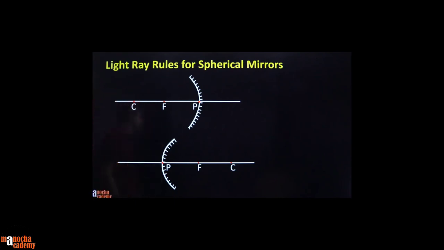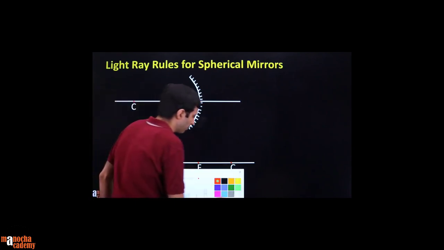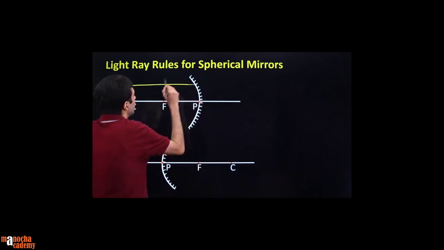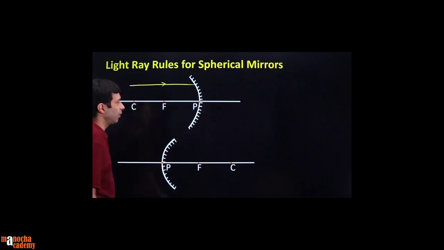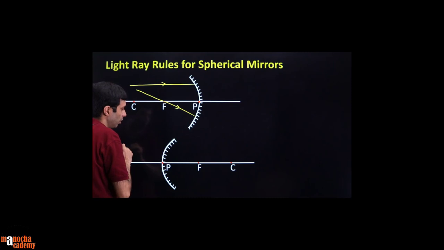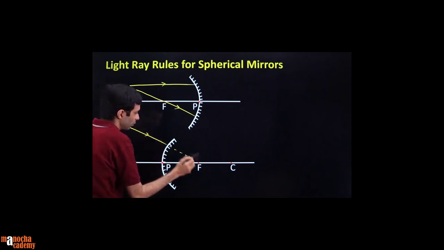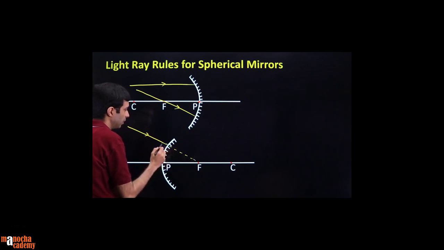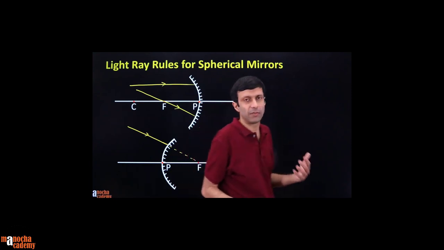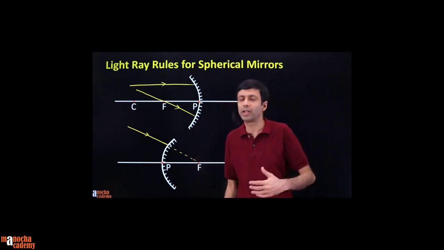And now we are going to talk about light ray rules. For example, if you have some random ray like this, after reflection, where will it go? Or if you have a ray like this, where does this ray go? Or if you have a ray like this going towards the focus, where will this reflect off and go? There are some standard rules which make it very easy, so that we can use these light ray rules to predict where the image will be located.